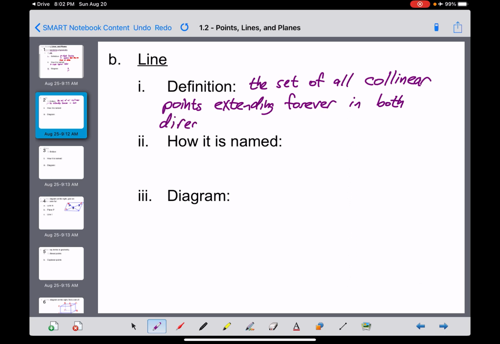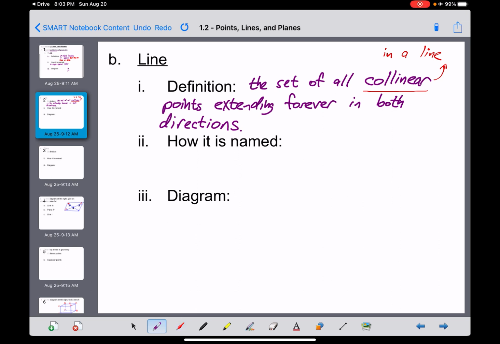Now that word both is important there. It implies that there are two, and that's what's going on here. So a line is the set of all collinear points extending forever in both directions. Now we get a little circular in our reasoning here, guys, because this word collinear means in a line. So this is really bad definition writing on my part. I'm telling you guys that a line is collinear points, but collinear points make up a line, so I'm kind of running in a circle.